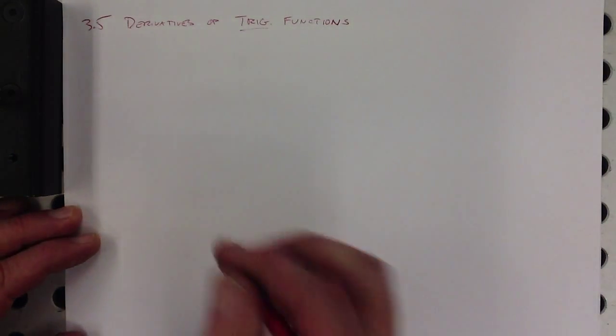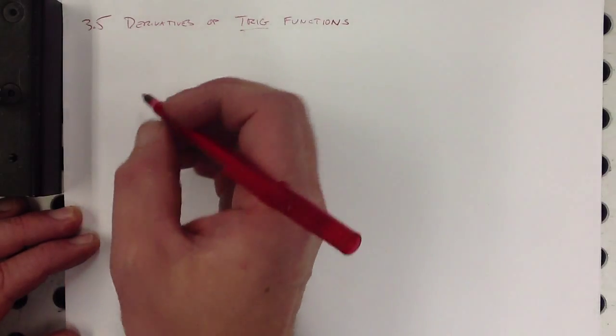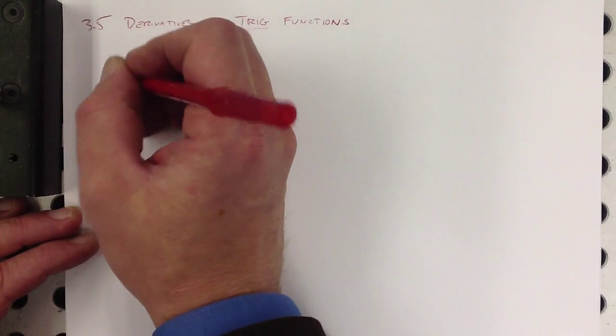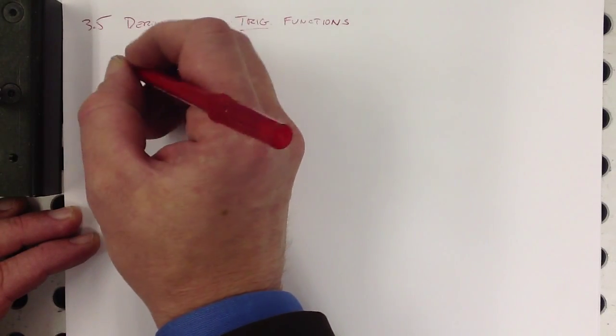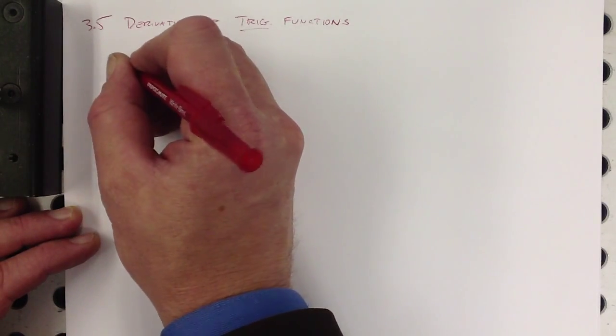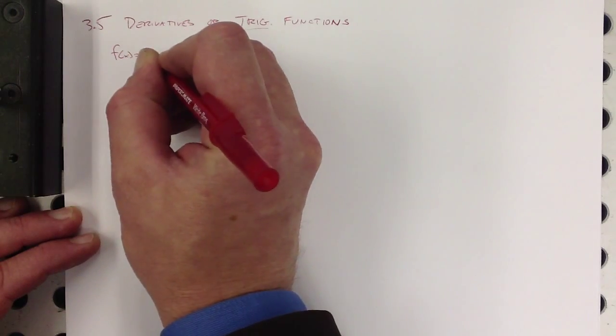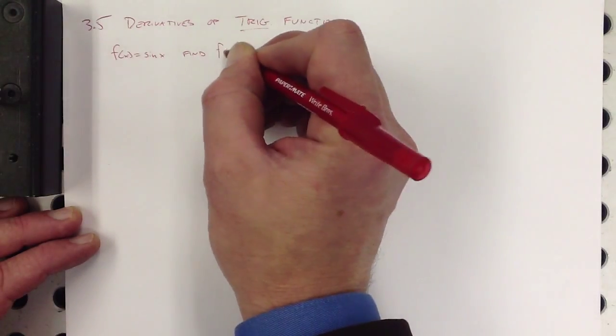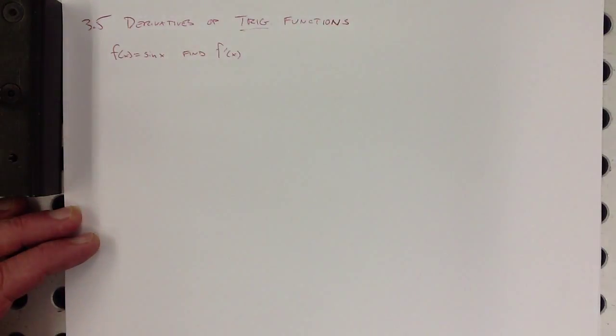Haven't you been wondering? Somebody looked ahead and blurted out the other day, I know what the derivative of the sine function is. Well, let's take a look. If f of x is equal to sine x, we want to find f prime of x. Let's find the derivative.